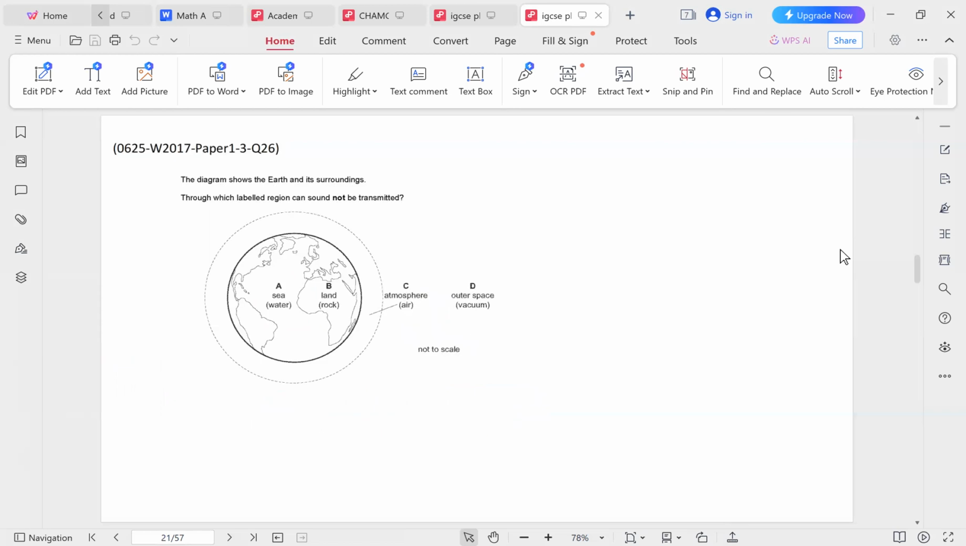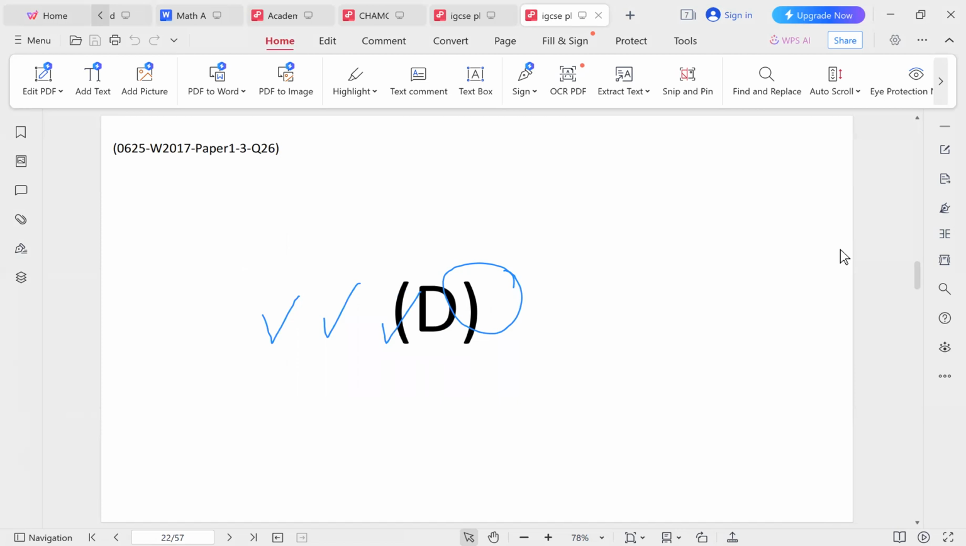The diagram shows the Earth and its surroundings. Through which labeled region can sound not be transmitted? We said that sound does not travel through a vacuum, so therefore D would be the correct choice. However, it can travel through air, water, and solids. So D here is the correct choice.